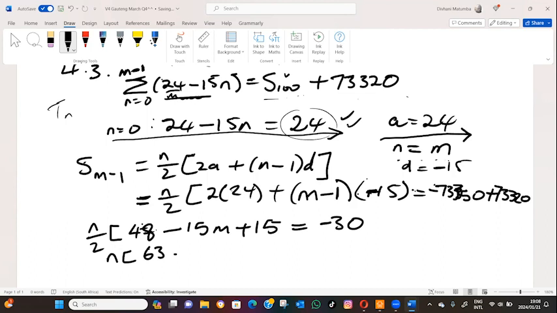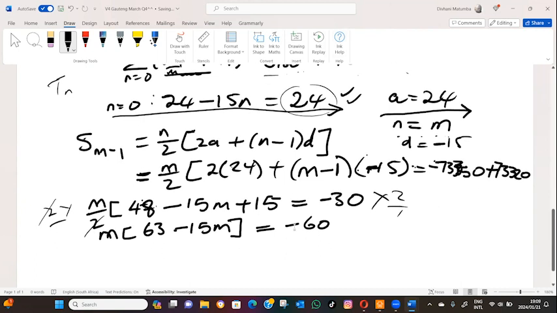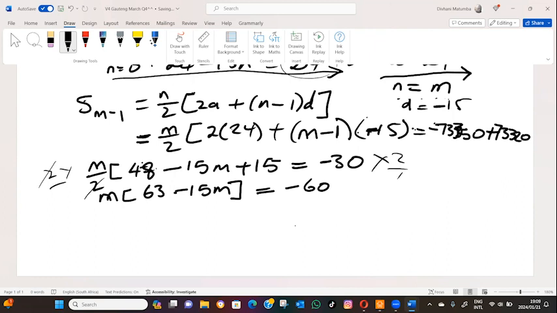This is m, sorry. 63, so this is m, yes. 63m minus 15m is given by, if we multiply both sides by 2, we will get minus 60 this side. If you don't understand, please go to the comment section. I will explain it to you. Okay. So here we're going to be left with 63m minus 15m squared equals minus 60.